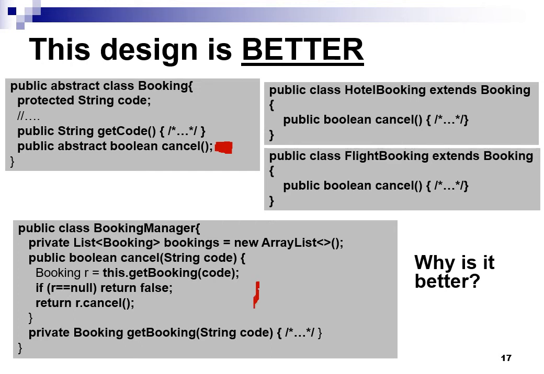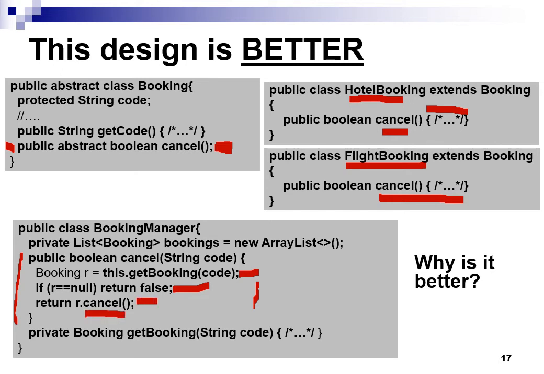Let's call it cancel. And then let's put the code where it belongs. So we put here the code to cancel a hotel booking, and we put here the code to cancel a flight booking. And you see that these cancel methods here are overriding this method. That's a much better design and simplifies a lot the cancel method here, because we basically get the booking, we just check if it is null, and otherwise we just call cancel, and then each class knows how to cancel itself. This is a much better design for many reasons.